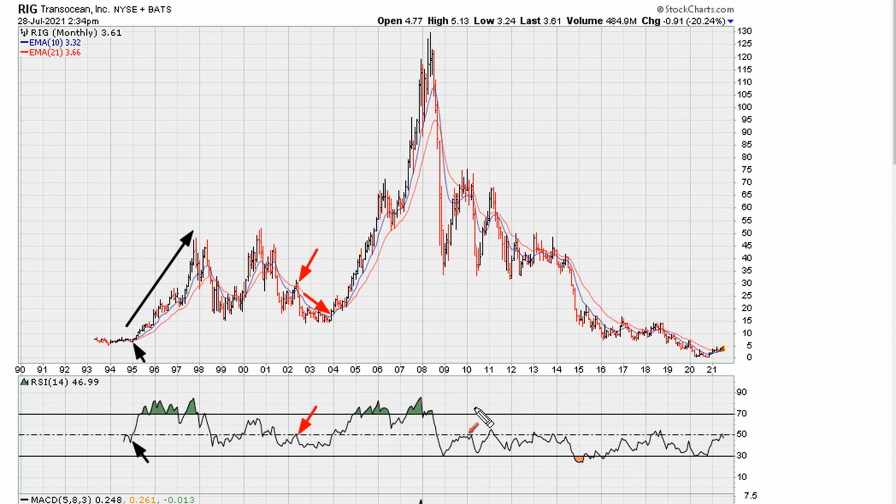Now, the next series of reversals are all around RSI 50. All of them around RSI 50. And even here, double top above 50, back below it.